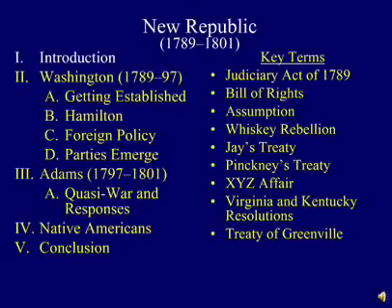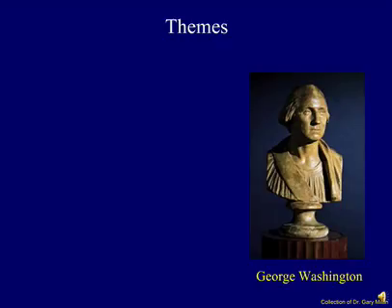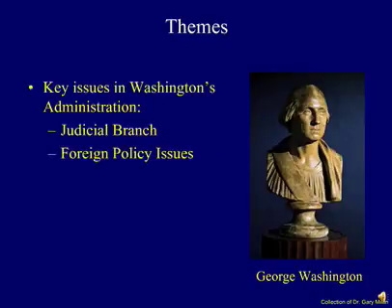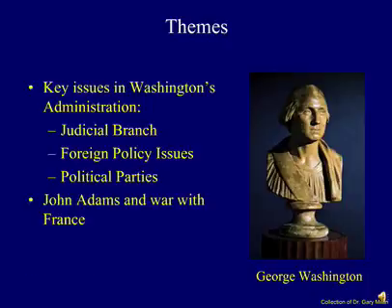This presentation will explore the way in which the national government took shape in the years following the ratification of the Constitution. The lecture will address many important themes. First, we'll investigate the history of several key institutions established during the presidency of George Washington, such as the makeup of the judicial branch, foundations of American foreign policy, and the emergence of political parties. We will also explore how the second president, John Adams, addressed opposition to war with France during his administration.